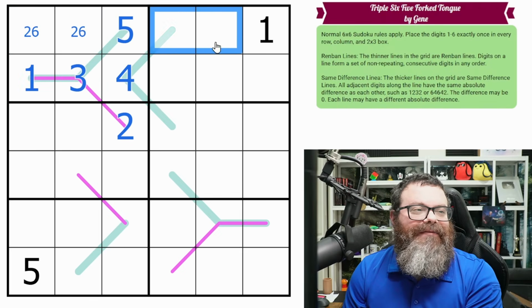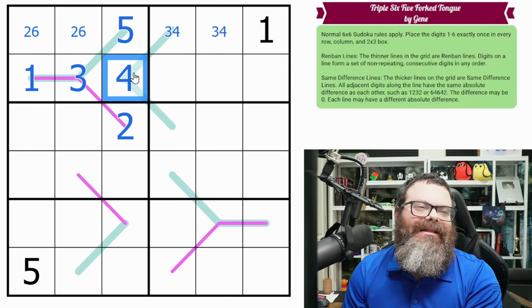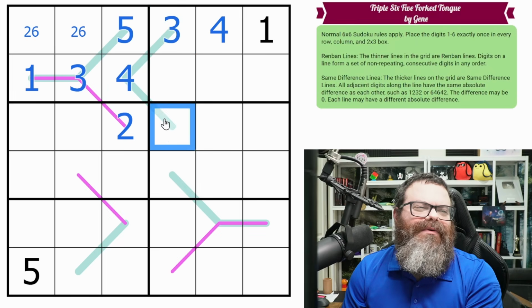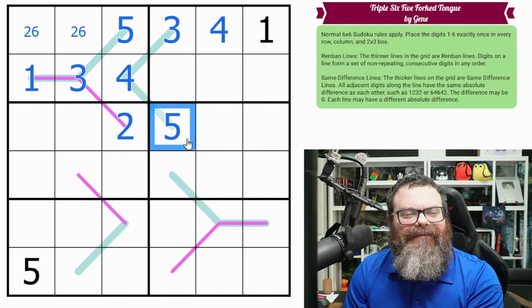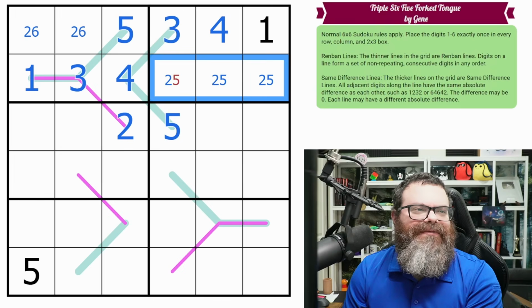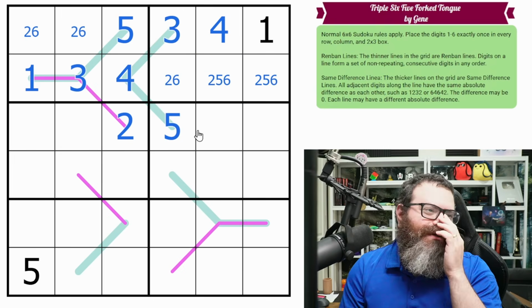Up here we have a 3, 4 pair. Okay, we're not going 4, 4, because that's a difference of 0. This would also be 4. So we're going 4, 3. That's a 4. Now we're not going back down to 3, so we're going up to 5. All right, this is 2, 5, 6. That's not a 5. Doing well so far.